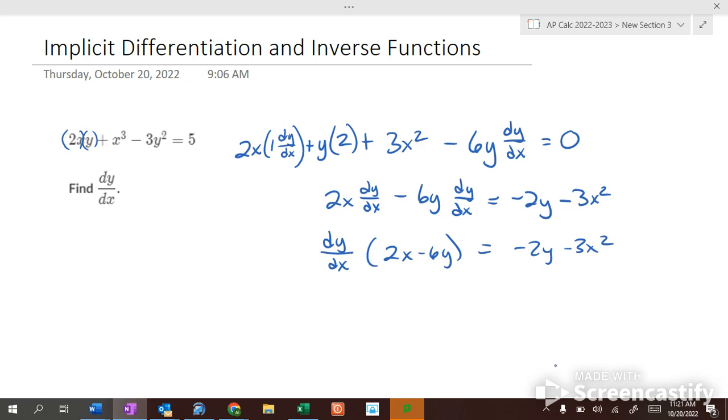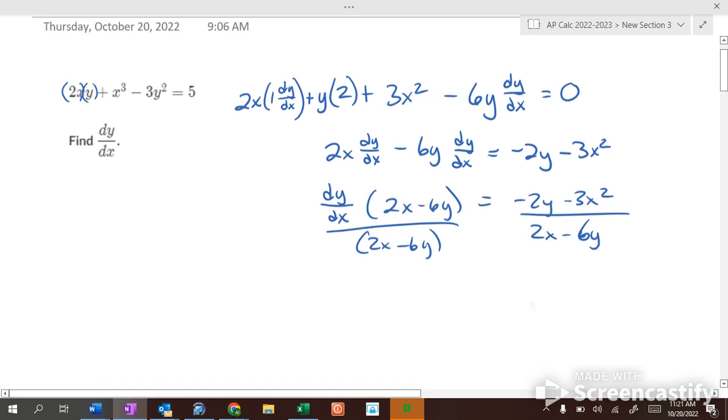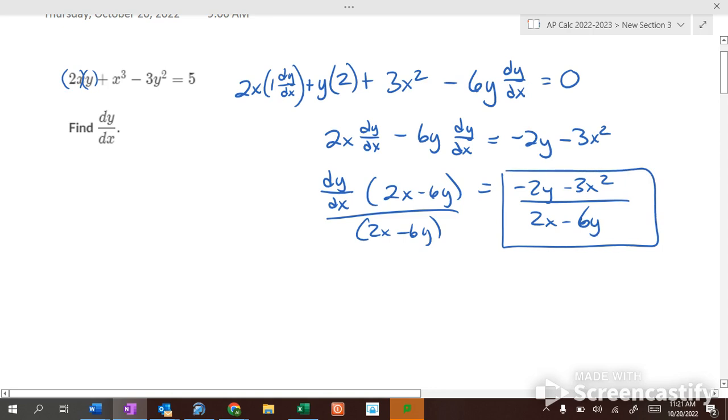Then what do you think? How would we get dy dx alone? Divide by those. 2x minus 6y. So, the answer might be this, or it might be that. What's the difference between these two? All my negatives. If you take everything by negative 1, it becomes the bottom one.